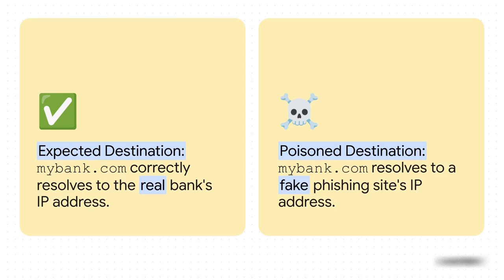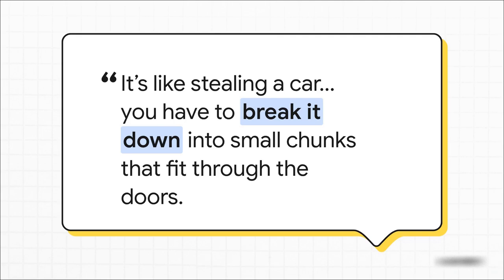So you type in your bank's correct web address, thinking you're being safe. But behind the scenes, that poisoned server sends you to a perfect replica, a fake site run by a hacker designed to steal your password the second you type it in. And finally, attackers can use DNS to sneak data right out of a secure network.